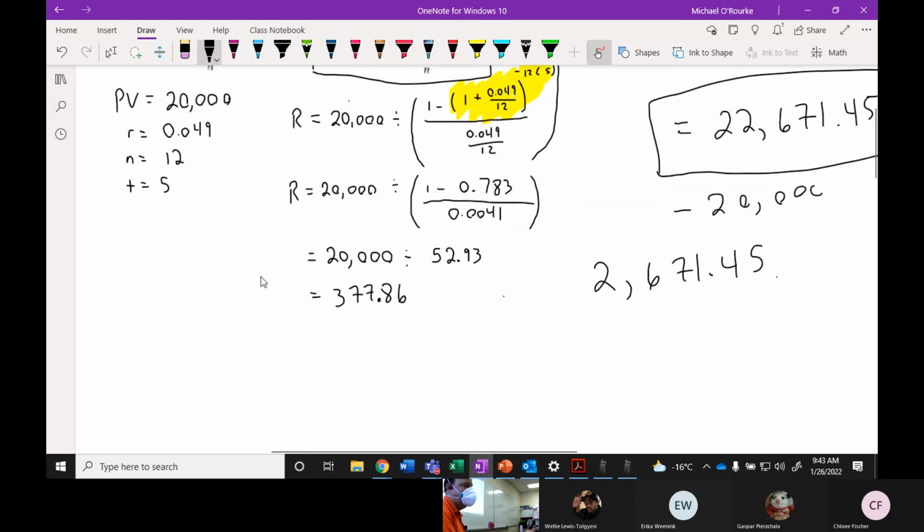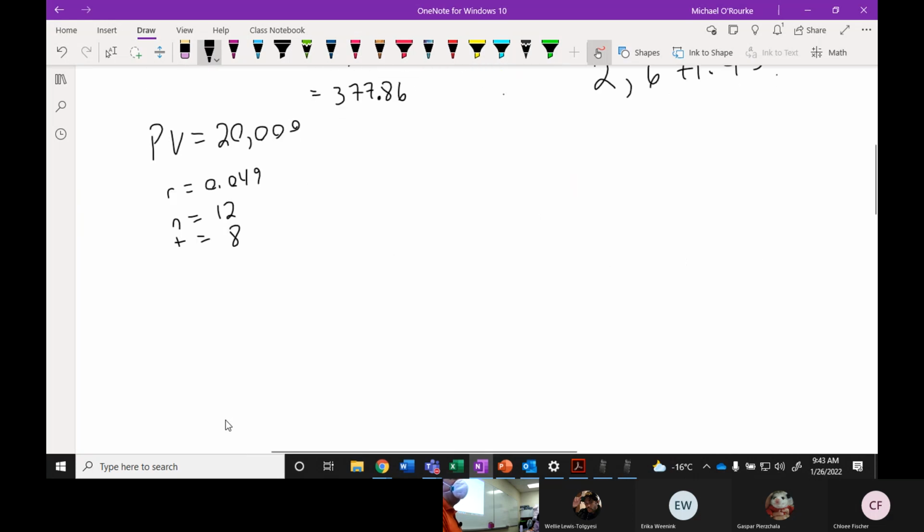This is like the most applicable thing with car loans you'll do. Okay, I want you to redo this for 8 years. So are we using the same divided by formula? Yep.